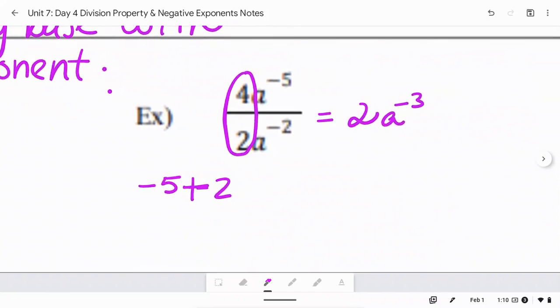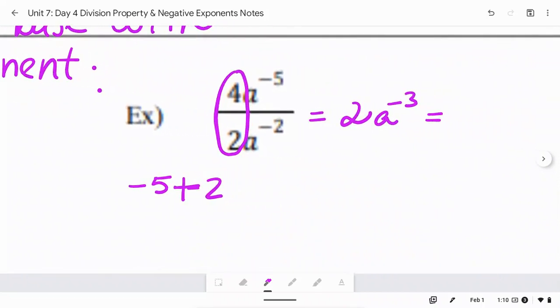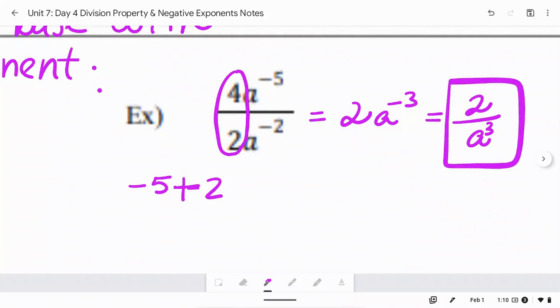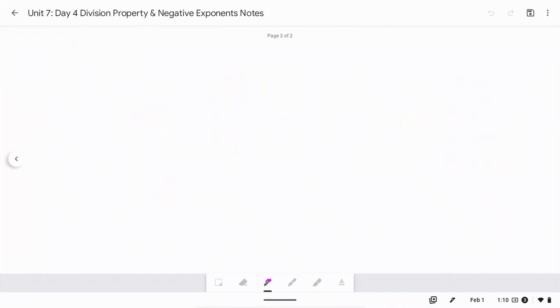And then I can't leave my answer like this because it has a negative exponent. So keep 2 in the numerator and move a into the denominator and make the exponent +3. So final answer would be 2 over a to the +3rd power. Okay, let's try the examples on the next page.